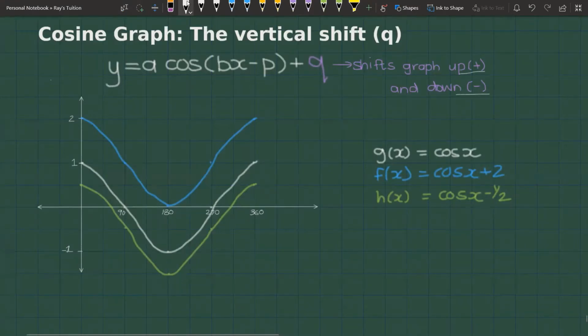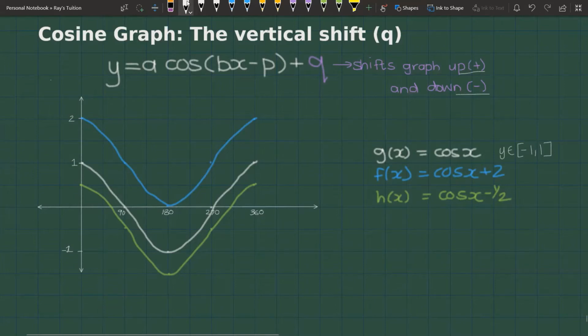The white graph is our unshifted, unchanged cos graph with equation g of x is equal to cos x. The range of this graph is y as an element from -1 to 1. Those are the y values that the graph takes. The period of the graph is also 360 degrees.